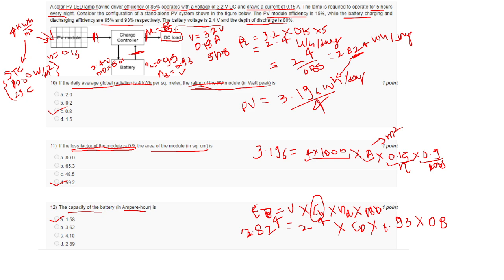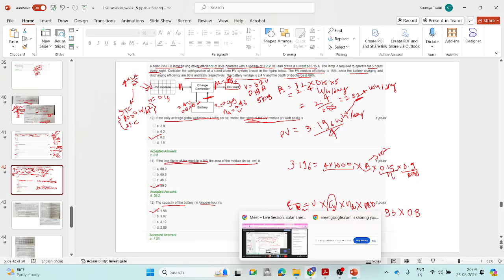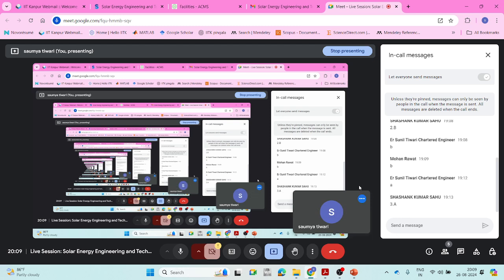I hope this question is clear. Whatever you have studied for the standalone system, how much battery capacity is required, how much area of the module is required, the practical application of all the standalone system and the formulas that you have studied, it's well explained by this question. I hope this question is clear. Any doubt in this question, or in any of the questions we have discussed till now?